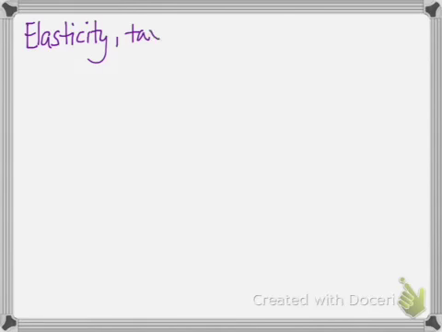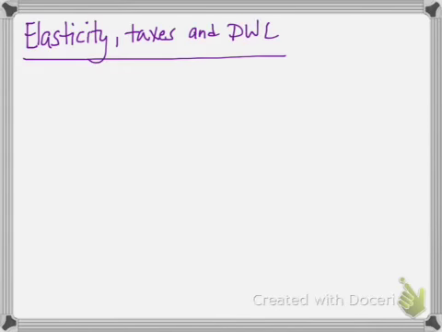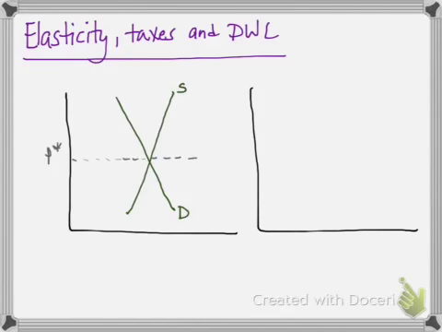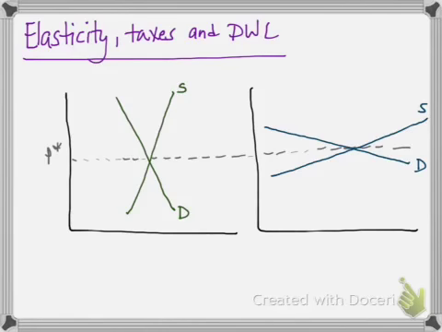Now let's consider elasticity, taxes, and the size of the deadweight loss. So we're going to have two markets, right? The equilibrium price, P star, is the same in both. All that's different in these two markets is the level of elasticity.